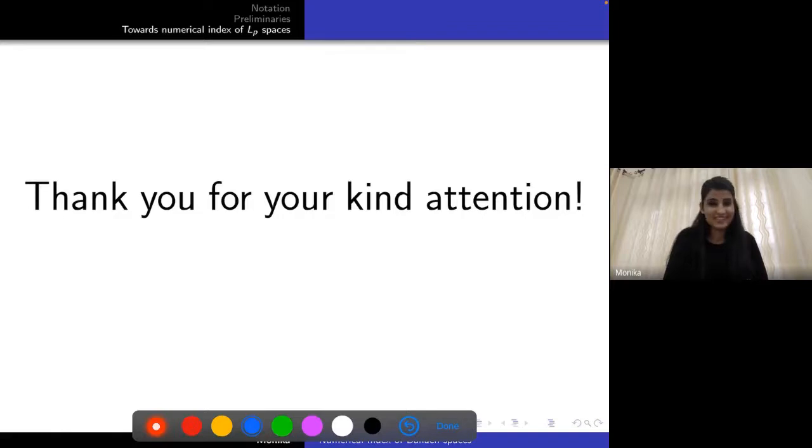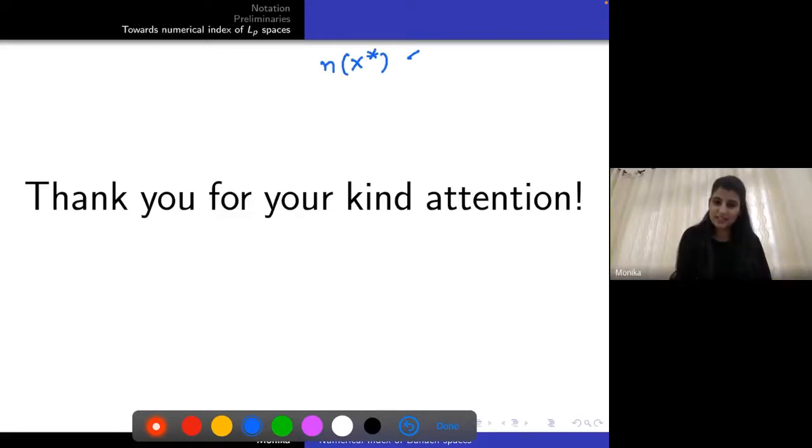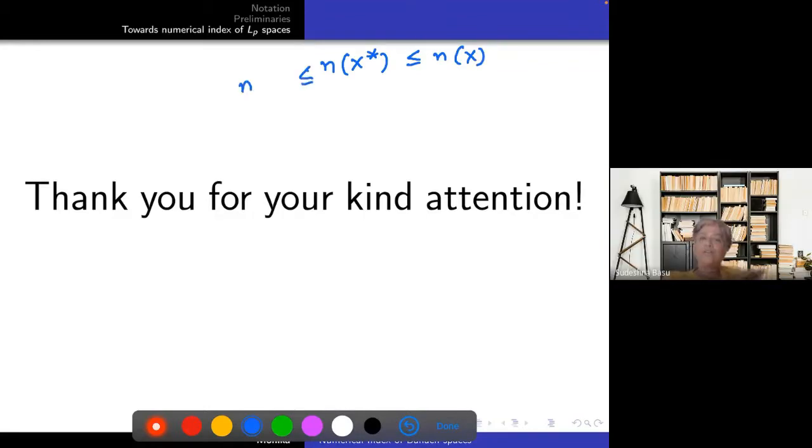I'm not sure. Because I recall one result where I think you said that the numerical index of the double dual is less than the numerical index of X, right? And the numerical index of X star is always less than the numerical index of X. And so the numerical index of X star star is less than X. So that is why I was wondering if we can have something like that between the subspaces, specifically if we have nice subspaces like an M summand or things like that.